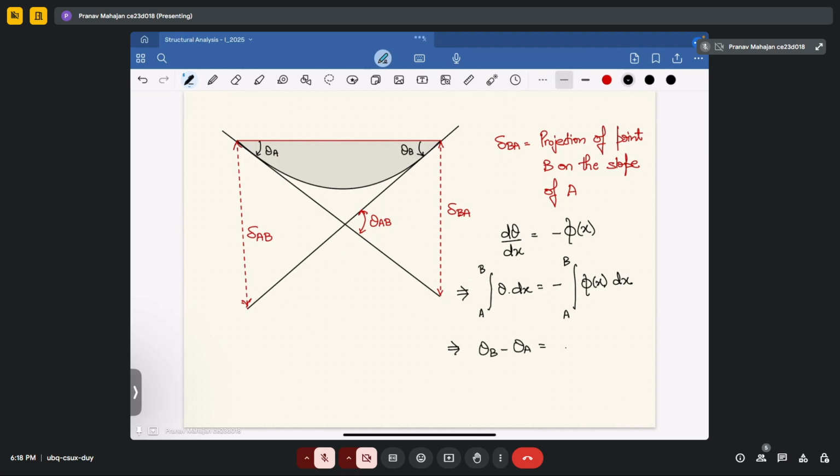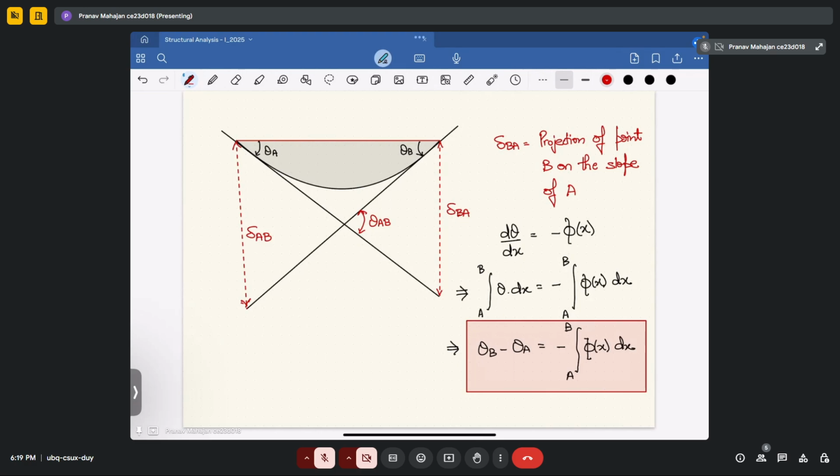That will be equal to minus the integration of phi x with respect to dx. Okay, so from this you can see that the change in slope is equal to the area of the bending moment diagram that is covered by phi x. Okay, so from this we have proved the first theorem of the moment area method.